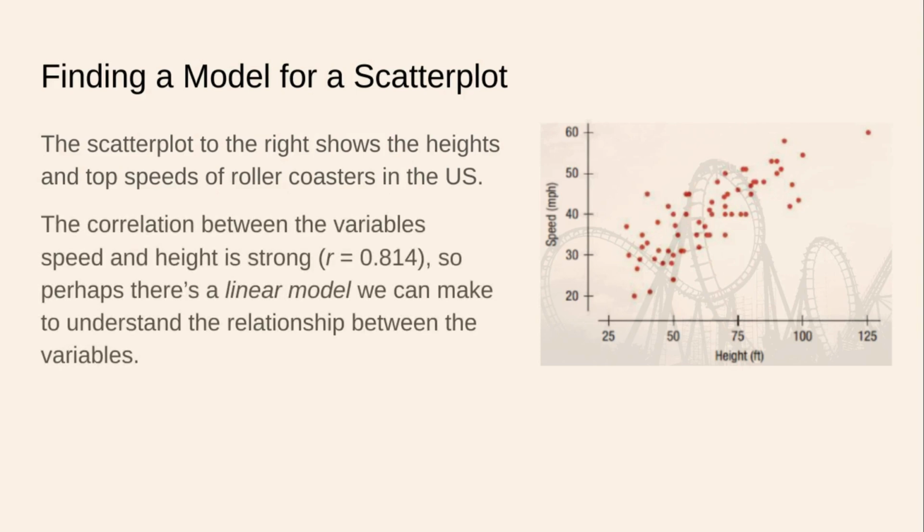The correlation between the variables speed and height is strong. That correlation coefficient R is 0.814. That's a pretty good correlation for real-world data. So perhaps there is a linear model we can make to understand the relationship between the variables. The correlation coefficient R is a measurement of how reasonable a linear model would be to describe data. So if your value for R is 0.814, there's a good chance you can fit a line to those data.